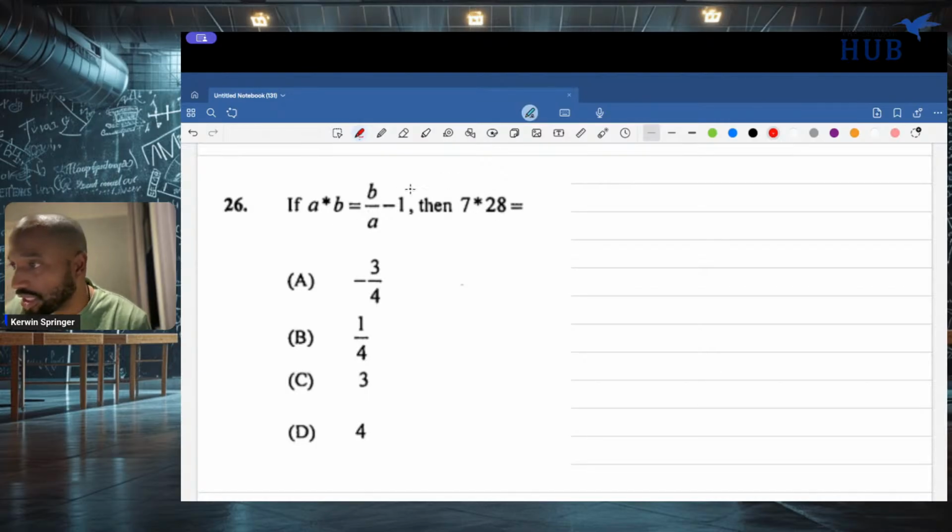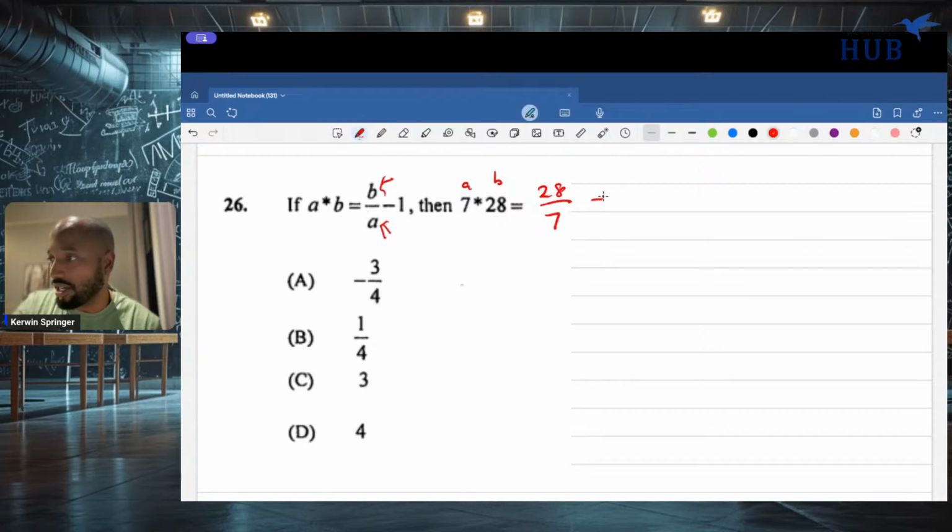The trick with this question is that this is A and this is B, and B comes first. It's easy to put 7 over 28, but it's actually 28 over 7. You understand? And then you minus 1. So 7 goes into 28 all of 4 times. Bring over the 2, cross the 1, break the 3. So 4 minus 1 is 3. The answer is C again.